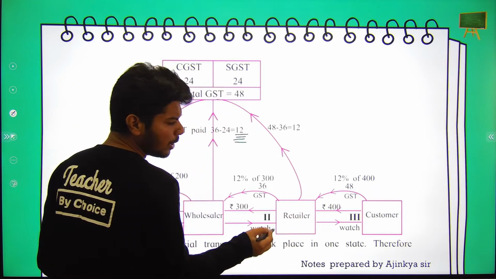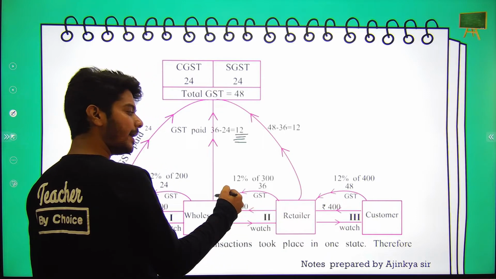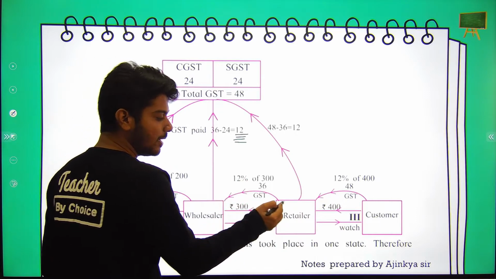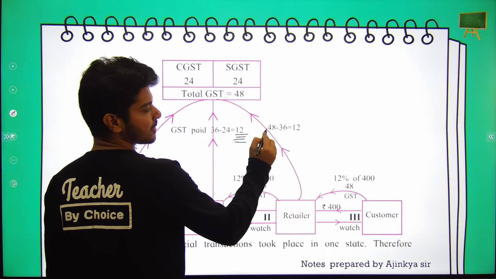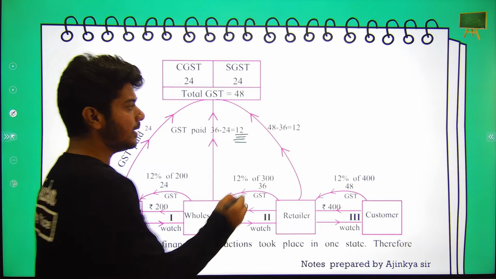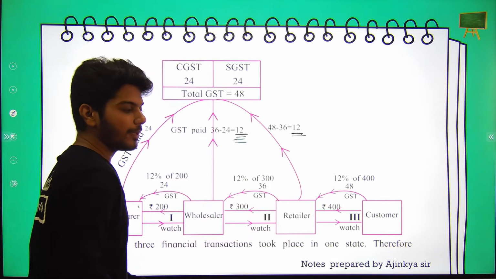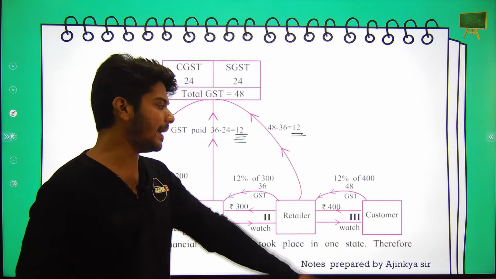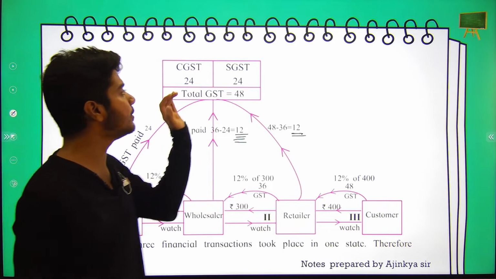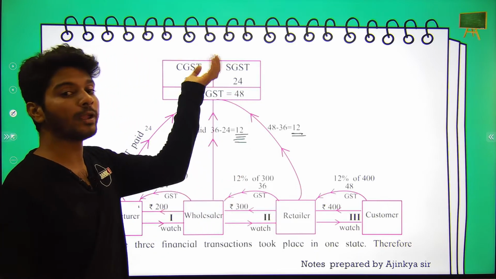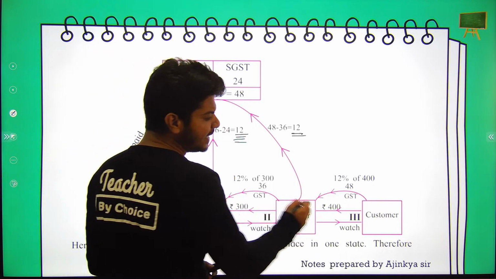Now the retailer has collected 48 rupees as tax, but he has already paid 36 rupees as tax. So the tax paid by the retailer would be 48 minus 36. This is the amount of tax which will be paid by the retailer. Here is the end user, we can call it the customer. So this is the actual chain in which the tax is flowing to the government. This is the actual way the tax is collected at each level.